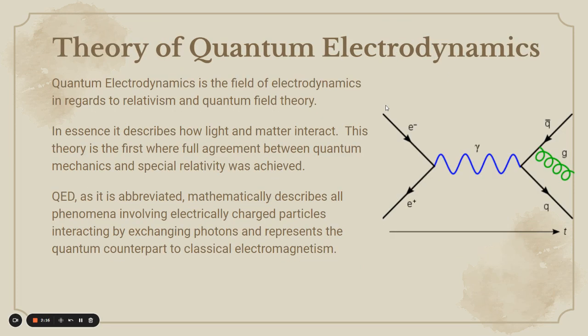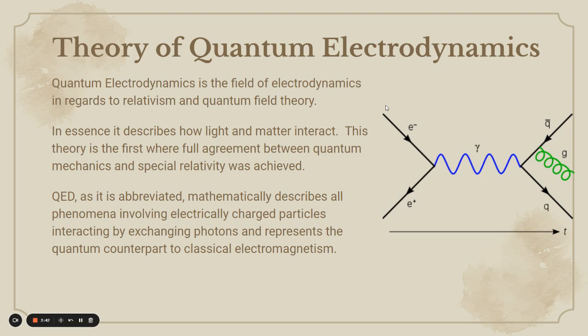He also did a lot to do with the theory of quantum electrodynamics. This is what he won his Nobel Prize for. Quantum electrodynamics is the field of electrodynamics in regards to relativism and quantum field theory. In essence, it describes how light and matter interact. This theory is the first where full agreement between quantum mechanics and special relativity was achieved, which was a big step towards a unifying theory of physics.